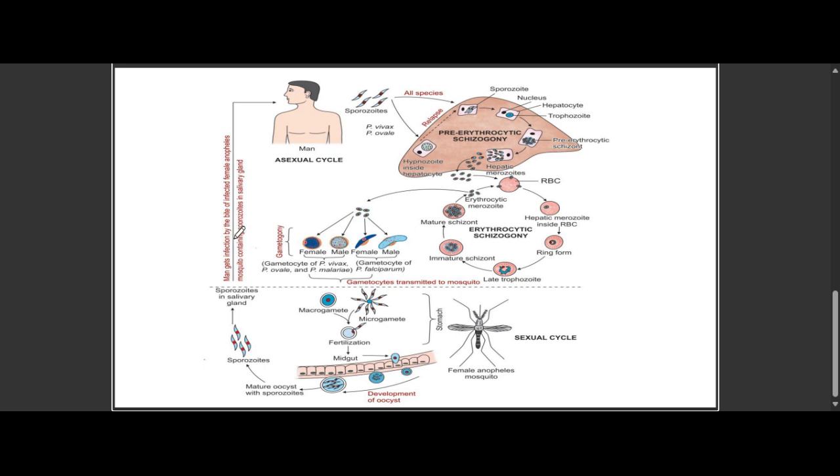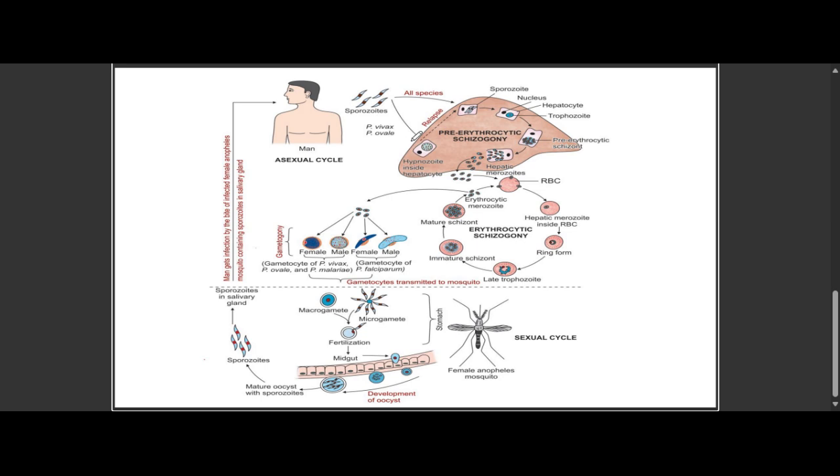As you can see right here, this slide says the man gets infected by the bite of an infected female Anopheles mosquito, which contains sporozoites in its salivary glands. So we have transmission here, from mosquito to human. These sporozoites are the infective form of the parasite.